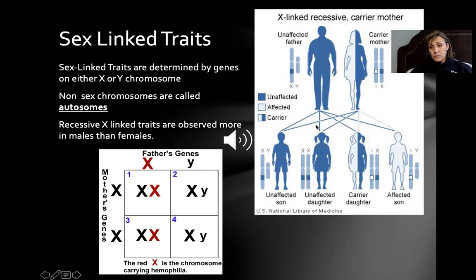If they had a girl, she would be unaffected because she inherited both this one and this one from the mom. If you had a carrier daughter, the guy would give his good X chromosome and the girl would give her hemophilia chromosome. And if the mom gave the hemophilia gene and the dad gave his Y, this boy would have hemophilia. That's why more guys show sex-linked traits. Girls have to get both. The only way a girl could get hemophilia is if her dad had hemophilia and her mother was a carrier.